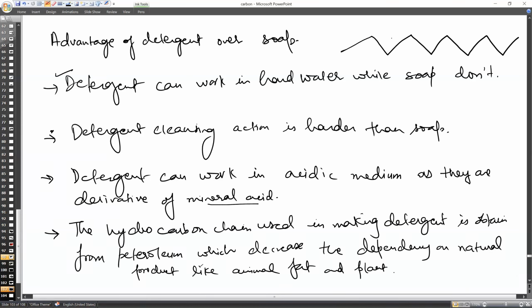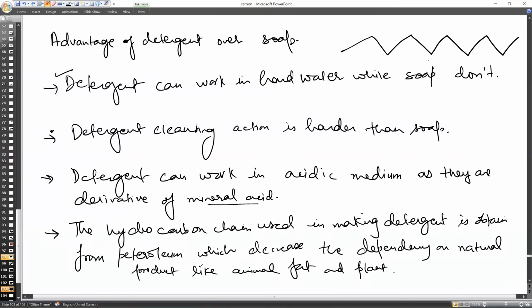Moreover, the hydrocarbon chain used in preparing detergents is obtained from petroleum. Petroleum hydrocarbons are things like grease, petrol, diesel. But the hydrocarbon chain for preparing soap is obtained from natural fats. That's why they are called fatty acids, natural fats, carboxylic acids. The hydrocarbon chain used for soap is obtained from fats.